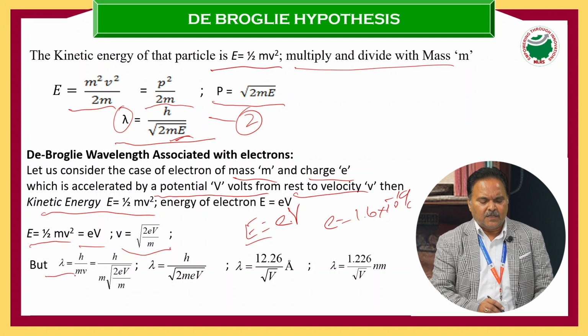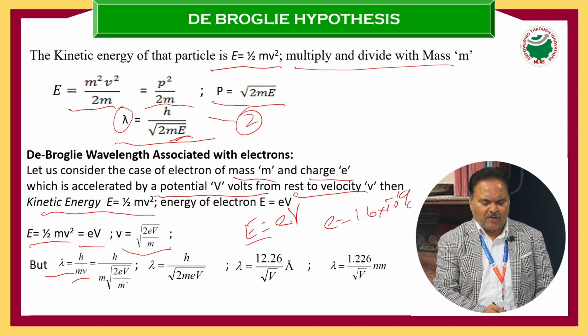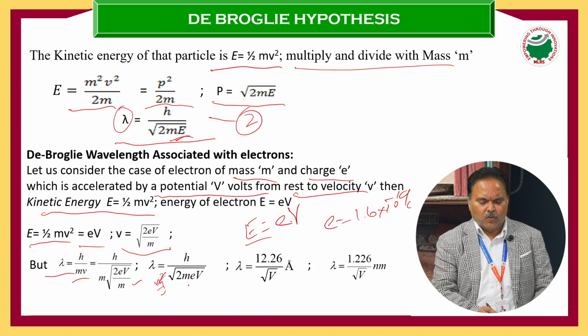The de Broglie wavelength is lambda is equal to h by mv. Replace v with this expression, root of 2eV by m. So if you replace this v value, it becomes like this. If m enters inside, it becomes m square, so m square by m, only one m will be there. That m is this one: h by root of 2meV. This is another equation for the de Broglie wavelength.